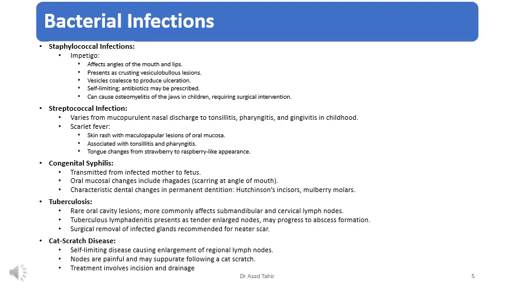Tuberculosis: rare oral cavity lesions, more commonly affects submandibular and cervical lymph nodes. Tuberculous lymphadenitis presents as tender enlarged nodes, which may progress to abscess formation. Surgical removal of affected glands is recommended for a neater scar. Cat scratch disease is self-limiting, causing enlargement of regional lymph nodes. Nodes are painful and may suppurate following a cat scratch. Treatment involves incision and drainage.